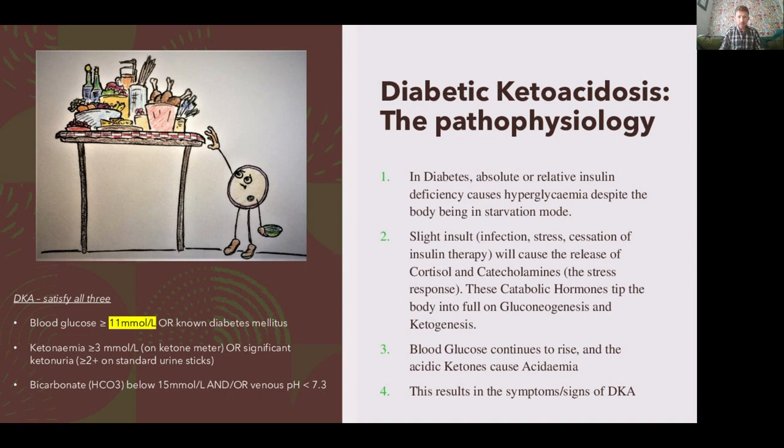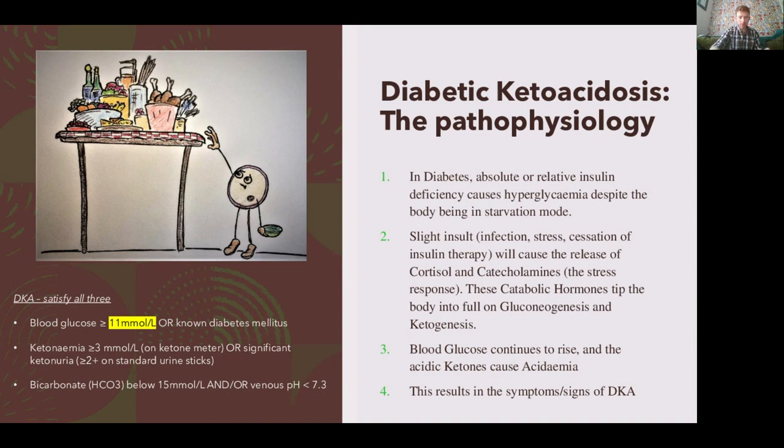And what's actually going on in DKA? Well, in diabetes, what you've got to understand, and something that I don't think is taught particularly well, is diabetics are in starvation mode. They've got high blood sugar, but without that insulin, without the recognition of that insulin, they cannot access it. The body is blind to the glucose. And therefore, any slight insult, infection, stress, cessation of insulin therapy could cause a cortisol-mediated stress response that will tip the body into full catabolic processes, gluconeogenesis and ketogenesis. And this will spiral and spiral and spiral until you end up acidemic, severely dehydrated as a result of osmotic diuresis, and with ketones through the roof.